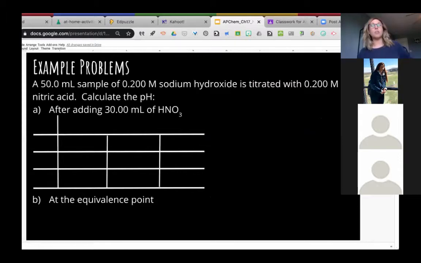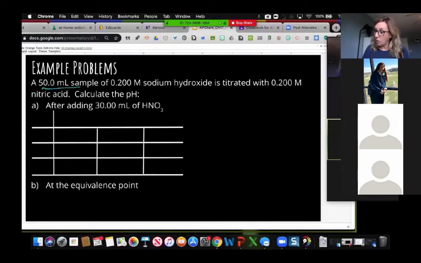Okay, so this is what they look like. So this one says you have a 50 milliliter sample of 0.2 molar sodium hydroxide. It's titrated with 0.2 molar nitric acid, and we want to calculate the pH. Okay, so on this one, first thing when you see these titration problems is identify what type it is. So sodium hydroxide is a strong base, nitric acid is a strong acid. Okay, so that will then tell you which of these two types of calculations you need to do.